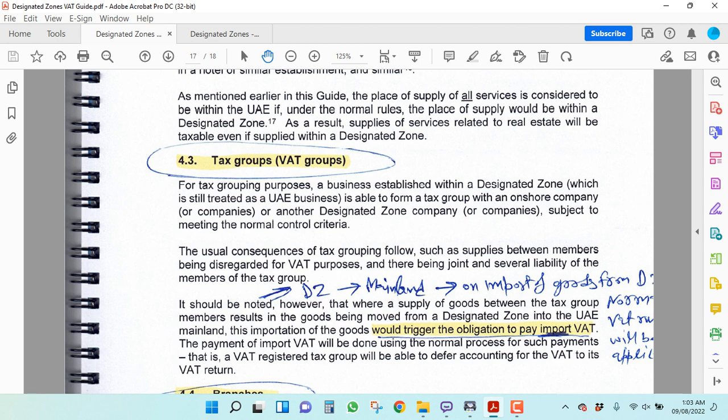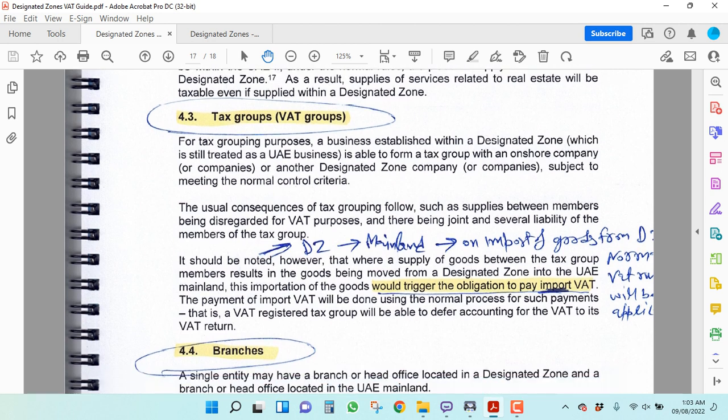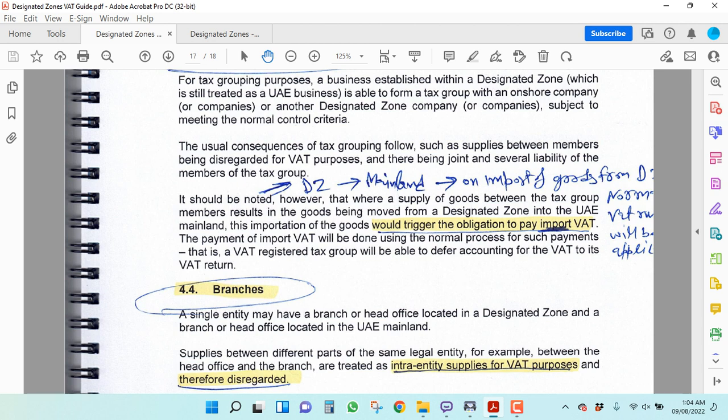Let's analyze the things. For tax grouping purposes, a business established in the DZ, which is still treated as a UAE business, is able to form a tax group with an onshore company or companies, or other DZ companies, subject to meeting the normal control criteria. That's simple. The usual consequences of tax grouping follow, such as supplies between the members being disregarded for VAT purposes, and there being joint and several liability of the members of the tax group. It should be noted, however, that where a supply of goods between tax group members results in goods moving from the DZ to the UAE mainland, the importation of the goods would trigger the obligation to pay import VAT.